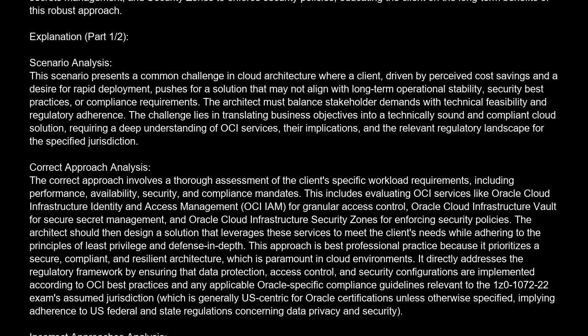This approach is best professional practice because it prioritizes a secure, compliant, and resilient architecture, which is paramount in cloud environments. It directly addresses the regulatory framework by ensuring that data protection, access control, and security configurations are implemented according to OCI best practices and any applicable Oracle-specific compliance guidelines relevant to the 1Z0-1072-22 exam's assumed jurisdiction, which is generally U.S.-centric for Oracle certifications, unless otherwise specified, implying adherence to U.S. federal and state regulations concerning data privacy and security.